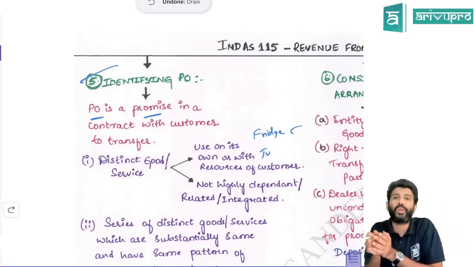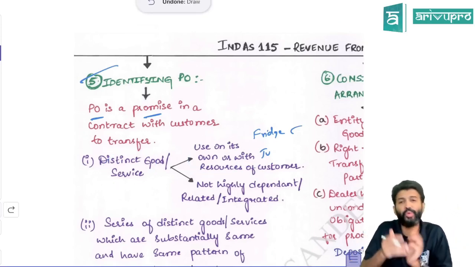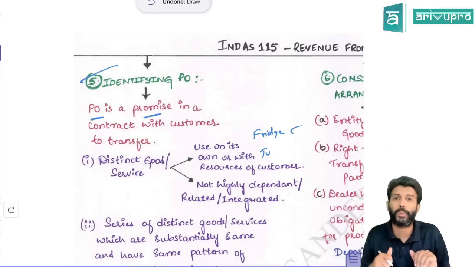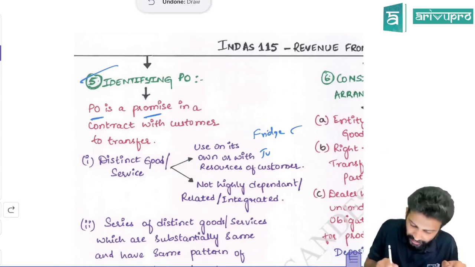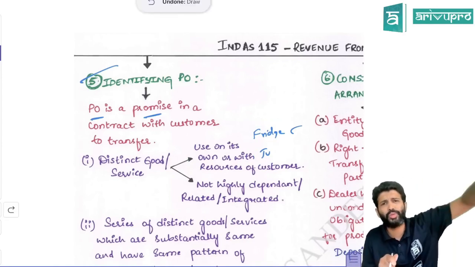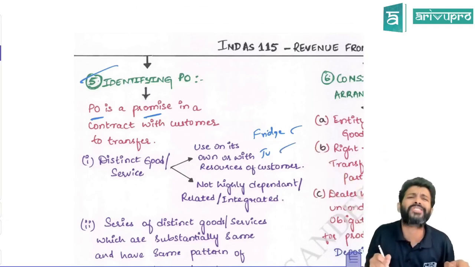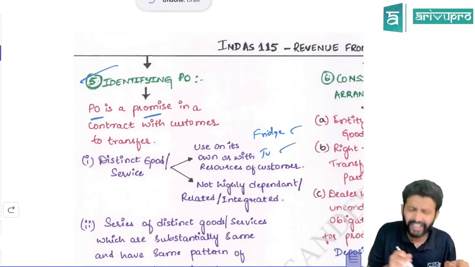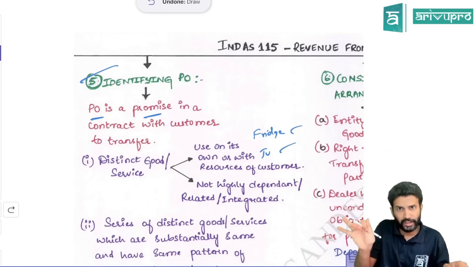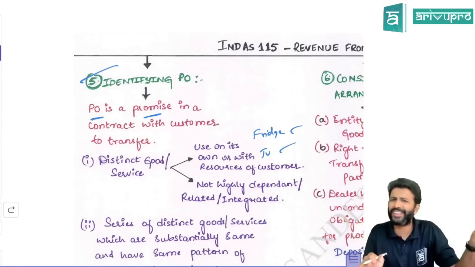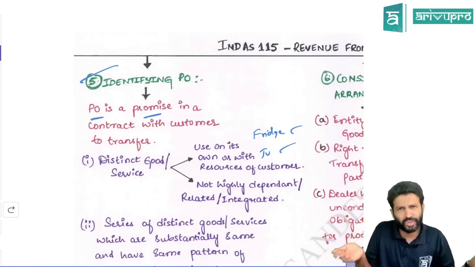To say something is distinct goods or service, the customer should be able to use this goods or service on their own. Sir, to use a fridge, you need TV also? No, the customer can use the fridge separately. Customer can use the TV separately. Yes, that means they can be used separately. And they're not highly interrelated or interdependent. If you switch on TV, you need not switch on fridge also. You can use one without using the other.